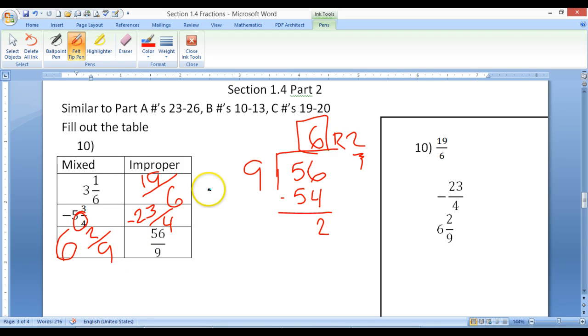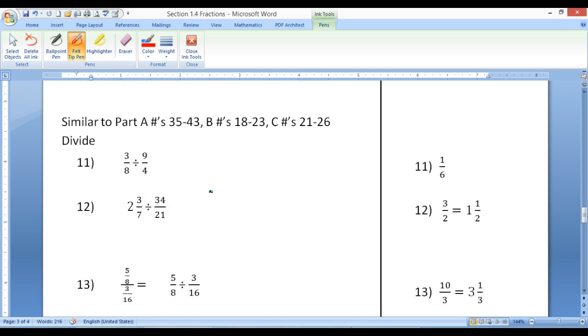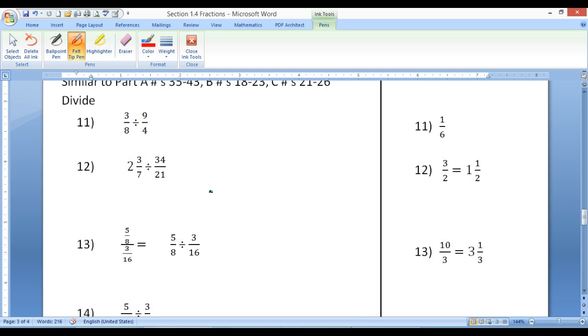Okay, let's move on to the next example. This is where we start dividing fractions. These ones you do not need a common denominator. So what we do need is to multiply by the reciprocal or the multiplicative inverse, which you kind of went through a little bit in your book.